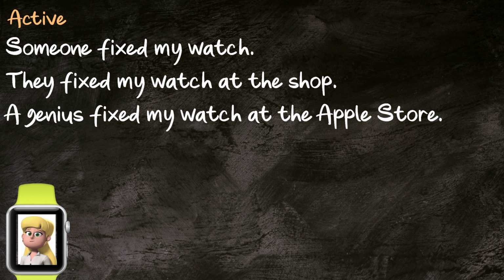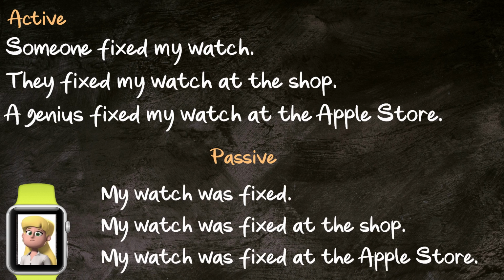If you look at the active sentence examples at the top, you will see the emphasis is actually on the subject who is doing the action. If you look at the passive voice examples at the bottom, you will notice that the emphasis moves away from the subject and on to the fact that the watch was fixed.